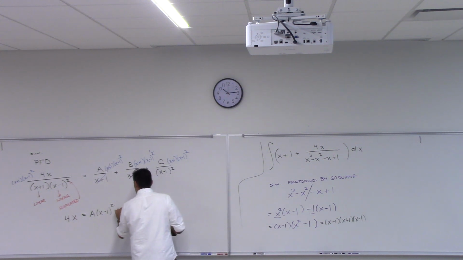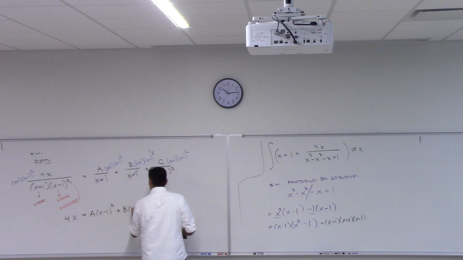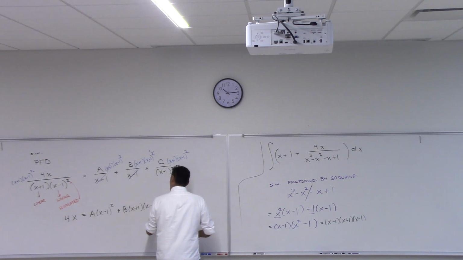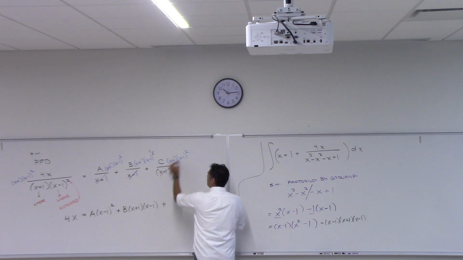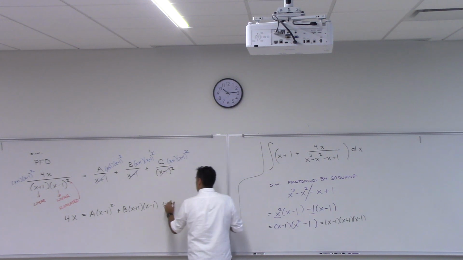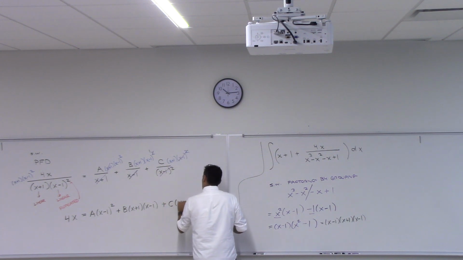x plus 1 times x minus 1. We have both of them still there, right? Plus, and now we have, let's see, here the x minus 1 squareds cancel, and we get c, and then x plus 1.